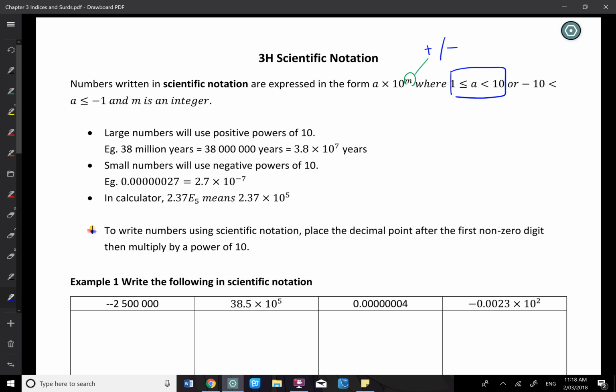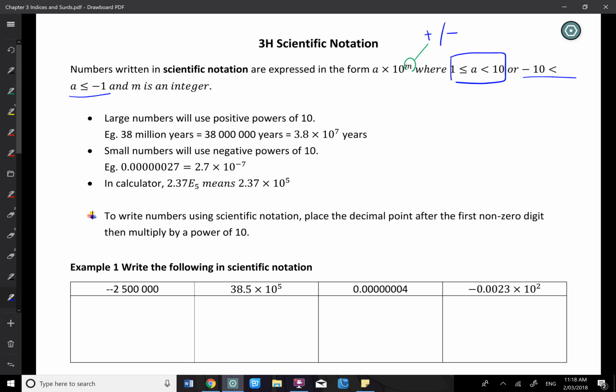It can be 3.84 times 10 to the power of 7, but it can't be 384 times 10 to the power of 5. And if it's a negative number, then the negative number needs to be in between negative 10 and negative 1. Okay, so same, the absolute value, the actual size, needs to be in between 1 and 10. You can't have negative 20 times 10 to the power of something. So that's the scientific notation.